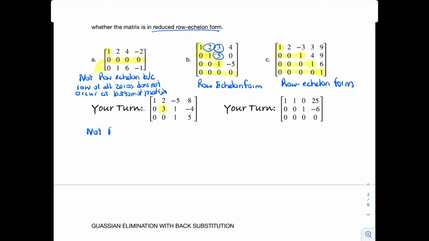In the second row, our first non-zero entry is not a 1, so this is not in row echelon form. That is because our first entry in row 2 is not a leading 1.